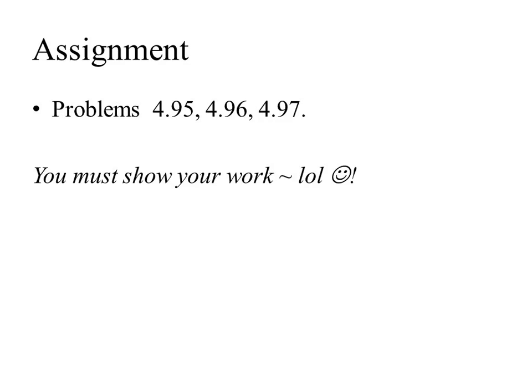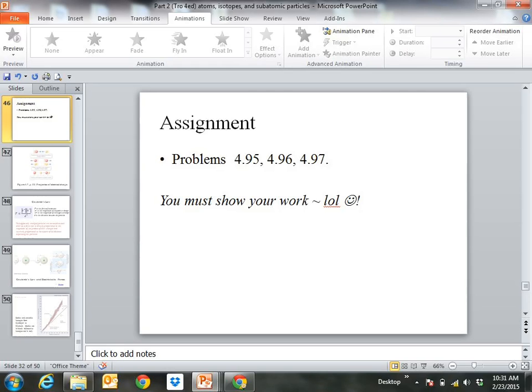All right, so I added this, must show your work, because the last one I'm going to show you is coming up with an average atomic weight for an element. And if you didn't have to show your work, you just go to the periodic table and write it down. So this is what that looks like. So 95, 96, 97.